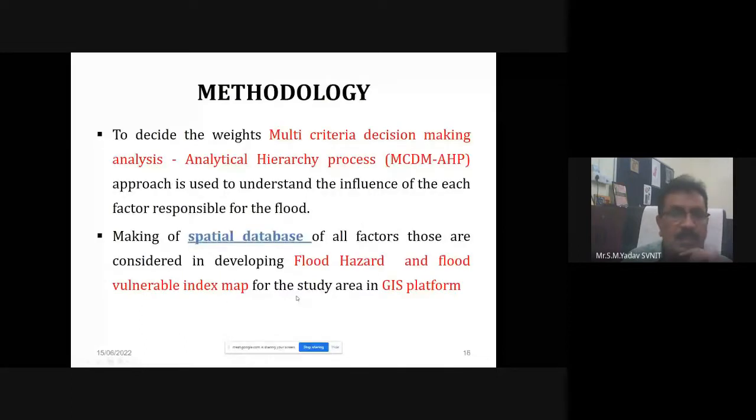Methodology. To decide the weights, multi-criteria decision-making analysis, AHP, approach is used to understand the influence of each factor responsible for the flood. And for developing a spatial database, all factors that are considered in developing flood hazard and flood vulnerable index map for the study area in GIS platform have been made in this study.